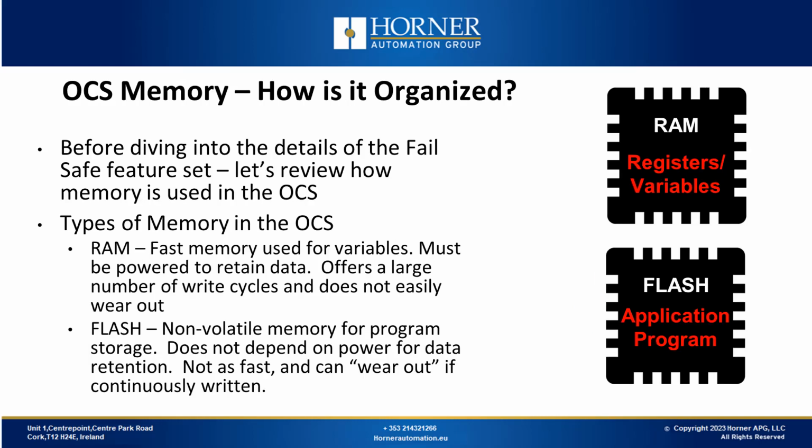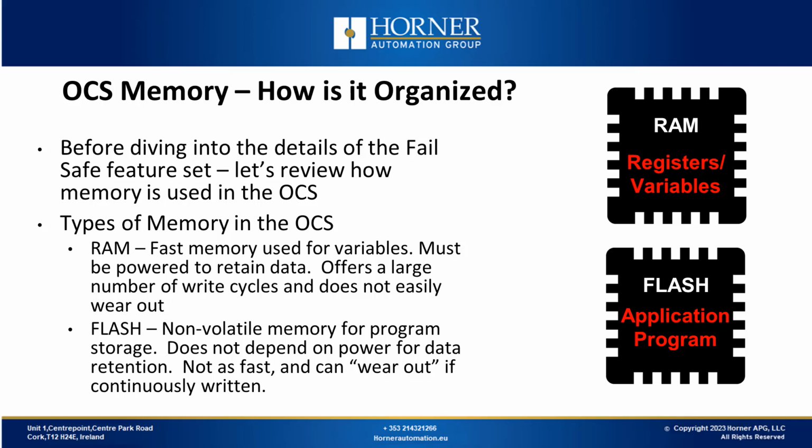Now we'll look at OCS memory organization. In OCS all-in-one controllers, there are two primary types of memory. The first is RAM, which is fast memory typically used for variables or registers. It requires continuous power to retain data. RAM offers several advantages, including its speed and resistance to excessive write cycles. It's important to note that in a running application program, files can change rapidly, leading to frequent writes to RAM.